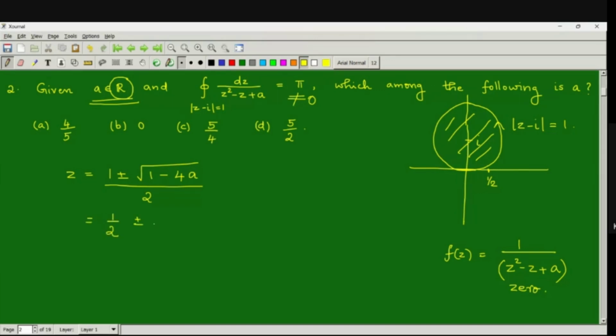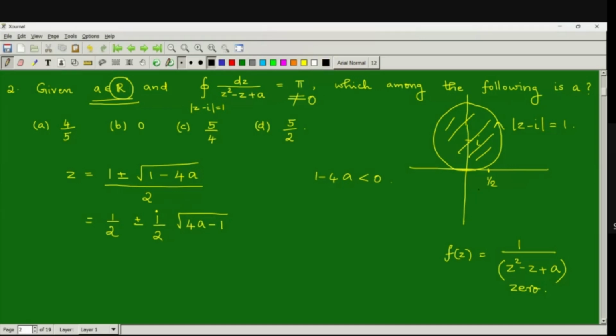Yes, ma'am. Okay. Now, how can they be complex? The only way for the roots to be complex is that 1 minus 4a is less than 0, right? So we can take it to be i times root of 4a minus 1. Now see, these are the roots. Then again we have to do one more thing: which root is inside that circle? That is the question we were searching for. The figure will help you.